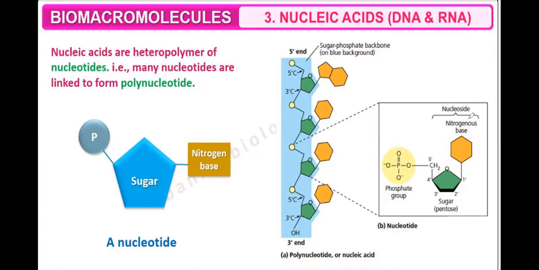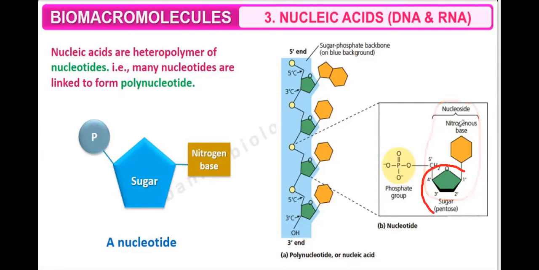Here, this is one nucleotide. This is a pentose sugar. This is carbon number 1, carbon number 2, carbon number 3, carbon number 4, carbon number 5. With carbon number 5, a phosphate group is added, and with carbon number 1, a nitrogenous base is added. Sugar and nitrogenous base together are called a nucleoside.